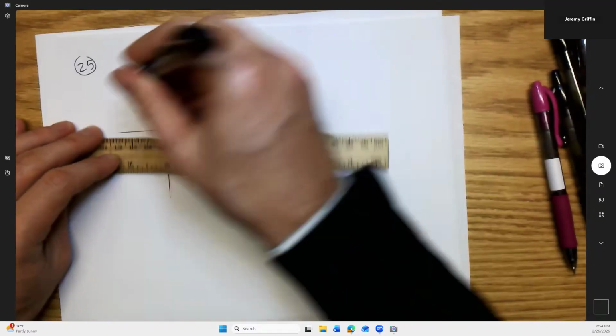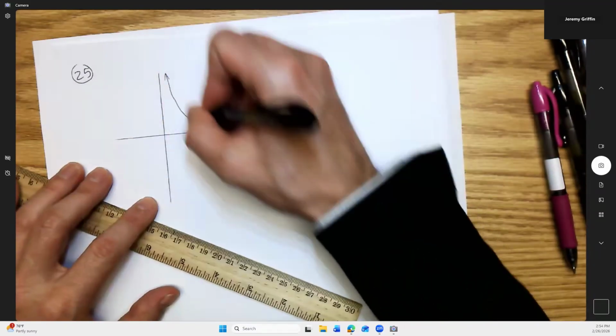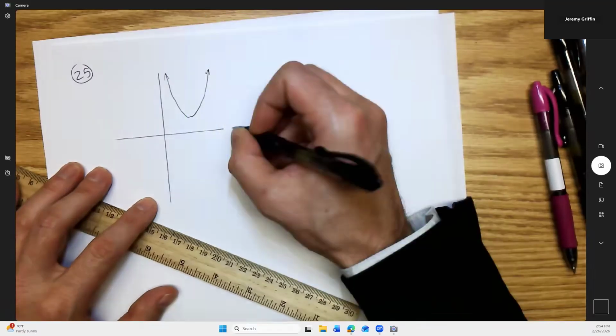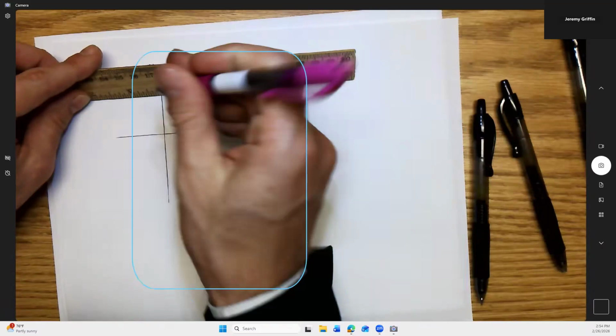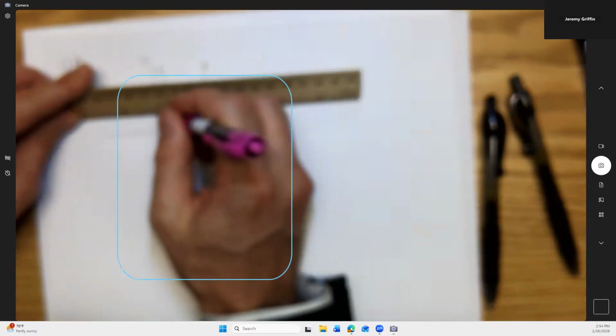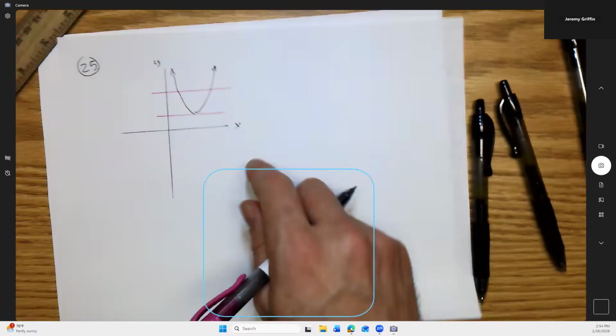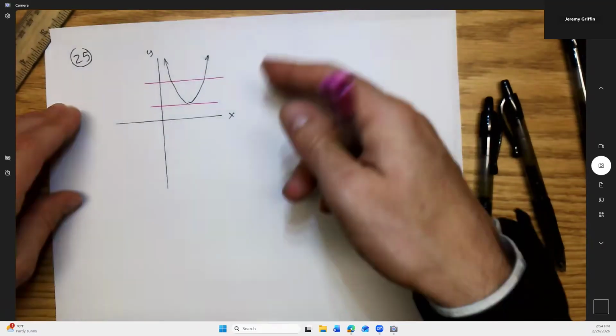So on some graph, you have some parabola. I don't know if this parabola looks exactly like that, but just to get the idea across. Draw some horizontal lines here. I think most of you guys are imagining this, but I want to make sure everybody has the same picture in their mind. Let's say I have some different horizontal lines crossing through this parabola.